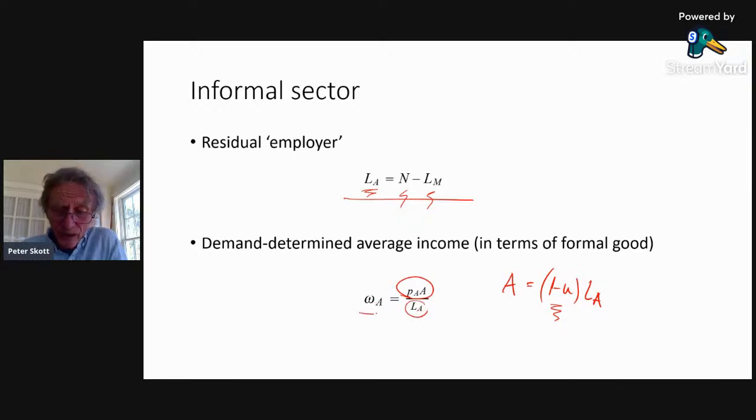Divide through by LA and you have the average income in the informal sector. And that'll turn out to be an important variable because workers in the formal sector get a wage, and that wage has to be certainly higher than the average income in the informal sector. Otherwise, workers would not want to move to the formal sector. But there may be a tighter constraint than that. I'll return to that later.